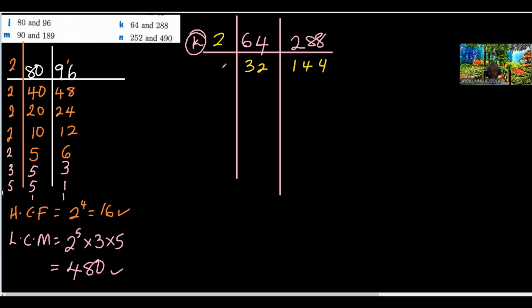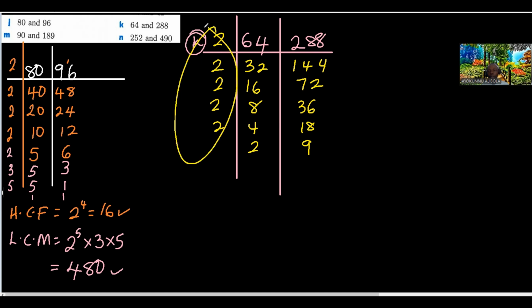This was the one you did, and I think you got it. So 2 here is 16, 2 here is 72. 2 here is 8 and 2 here is 36. 2 here is 4 and 2 here is 18. And 2 here is 2, while 2 here is 9. Now, nothing is common to them again. This becomes our HCF.